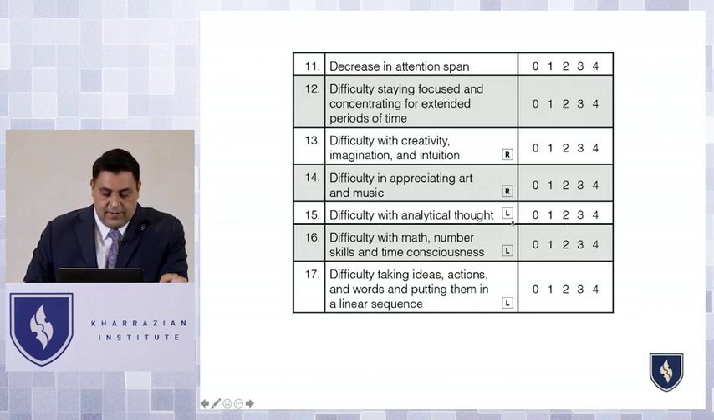So you might see someone, for example, that has difficulty with analytical thought, difficulty with math numbers and skills and time consciousness, and difficulty with taking ideas, actions, and words and putting them into a linear sequence, and that's all inside with the left. So maybe they had a left brain injury, and that's kind of caught up with them and they have this chronic traumatic encephalopathy. So as they get older, they can't do math, they can't keep on time, they can't track time very well. These things have progressed so much that they deal with it every single day. Those are all signs that the left prefrontal area may really be in trouble. So that's how this form works.